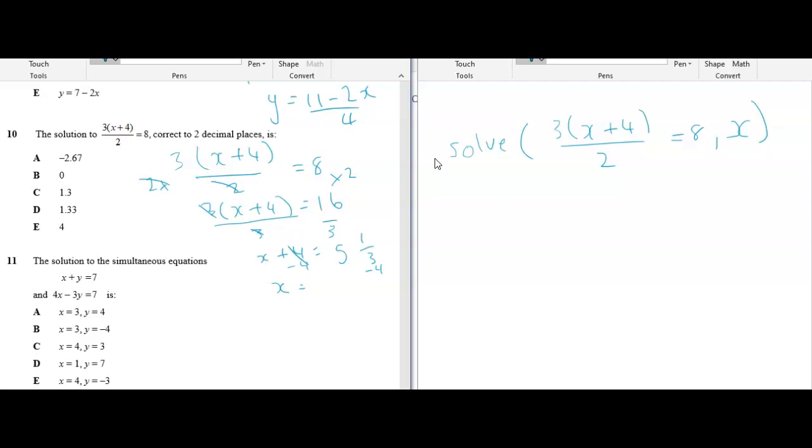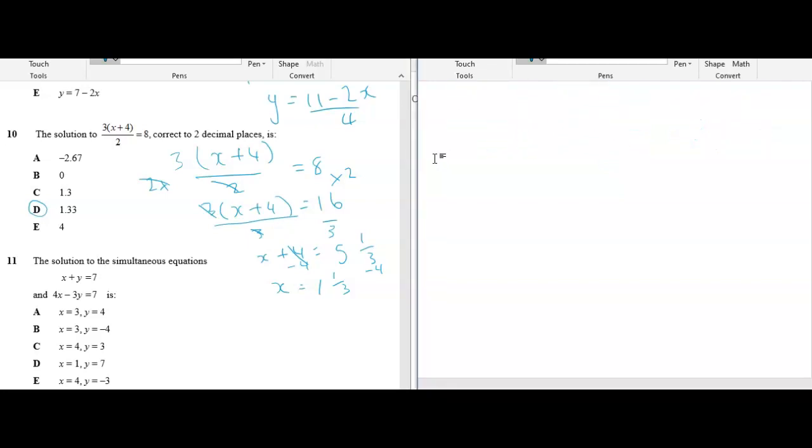So that goes 5 and 1/3 minus 4. So it's 1 and 1/3. And that's the same as D, correct to 2 decimal places. So 1/3 is 0.33.